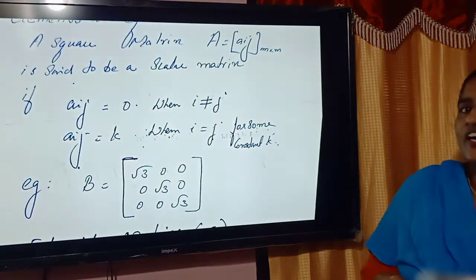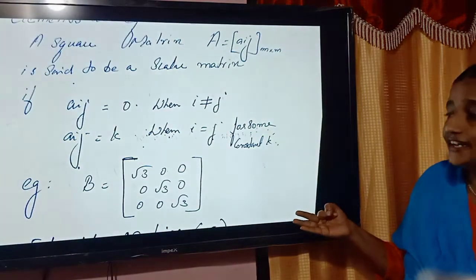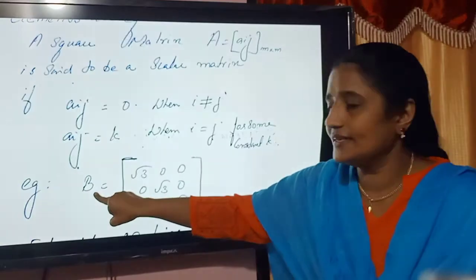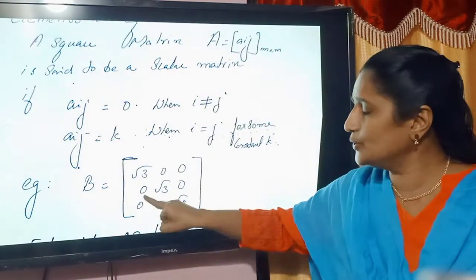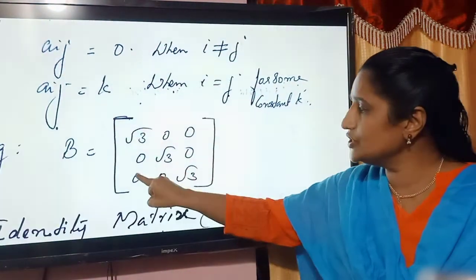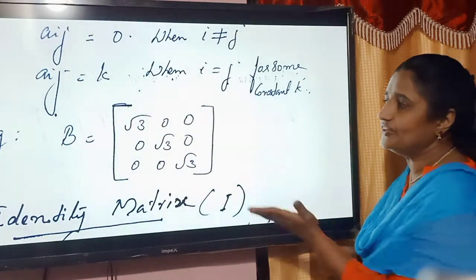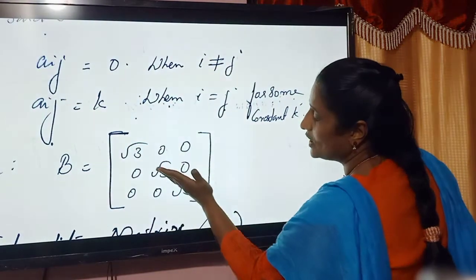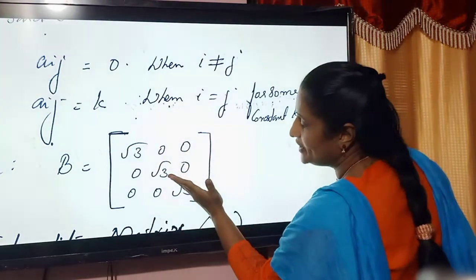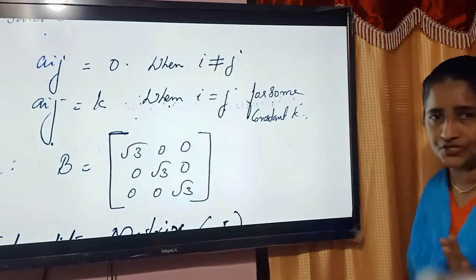Now let us consider one example. After seeing the example, we can identify what this is. Let us consider the matrix B. B is equal to root 3 0 0, 0 root 3 0, 0 0 root 3. See the speciality of the diagonal matrix. What about the diagonals? All the diagonal elements are constant.